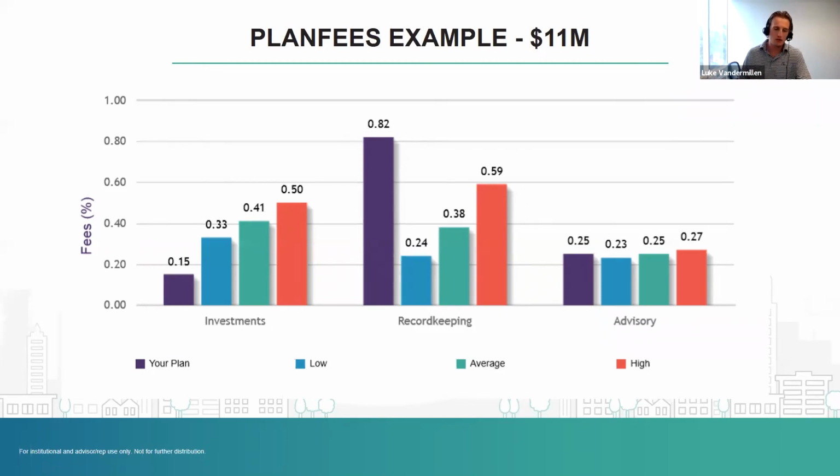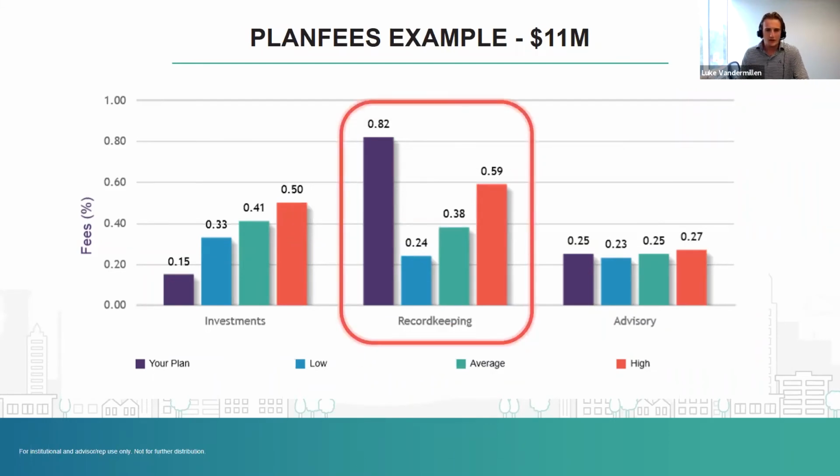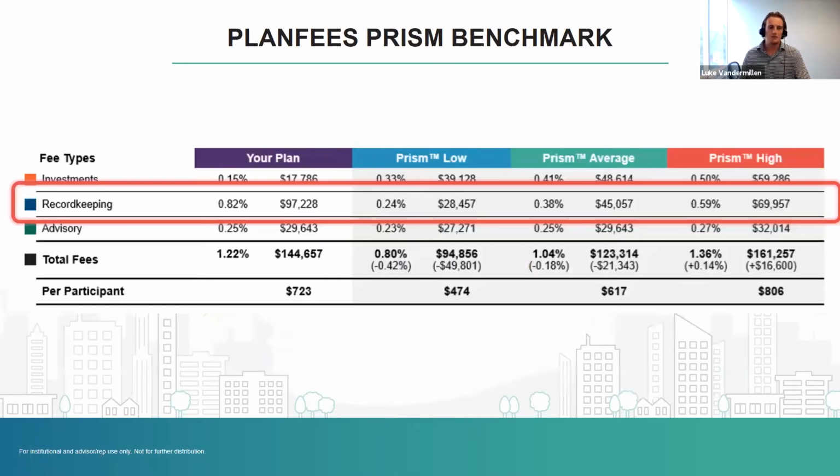And so that was a moment where the prospect said, okay, maybe we need to take a look at something different. And so the advisor kind of zeroed in on that. And this is, again, a page from the actual PlanFees Prism report, but it lays it out in a really easy to digest way for plan sponsors. Just taking a look at, here's our investment cost versus the low, average, and high. Here's our record keeping cost versus the low, average, and high. It shows it in both a basis point and dollar amount. So it's a really easy way to communicate the value of your services to a prospect or even a current client through this report.